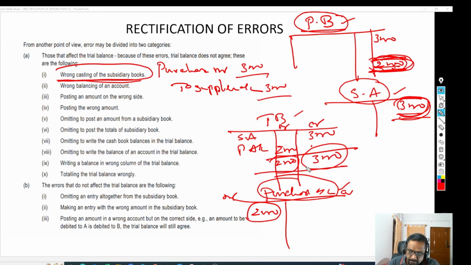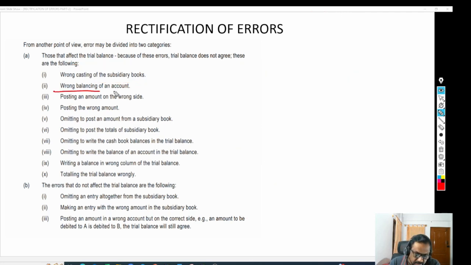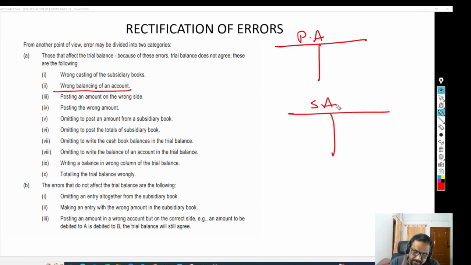Move on to the next one. Wrong balance of an account. Now, there is a purchase account, PA, and there is a supplier account, SA. This is debit, this is credit. This is debit, this is credit. Wrong balancing of an account. Let us say I purchased goods. What entry do I post?